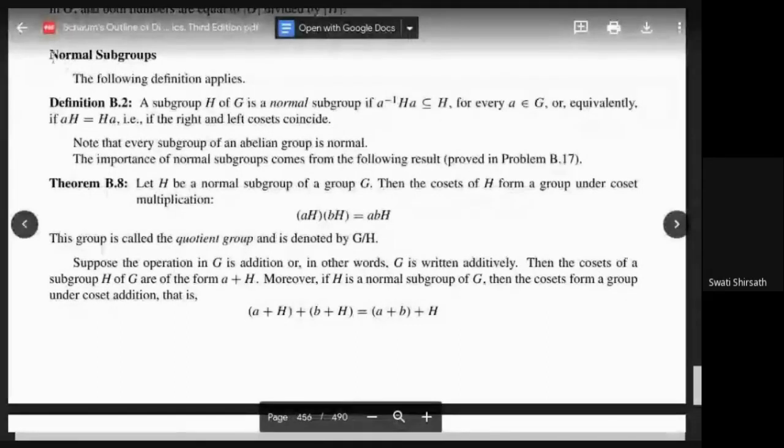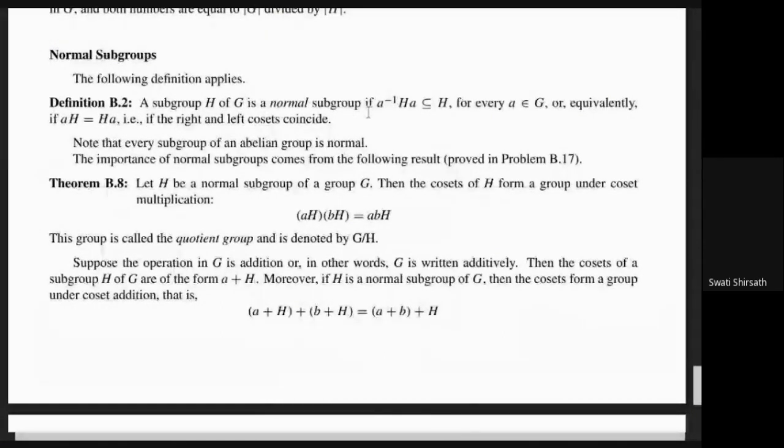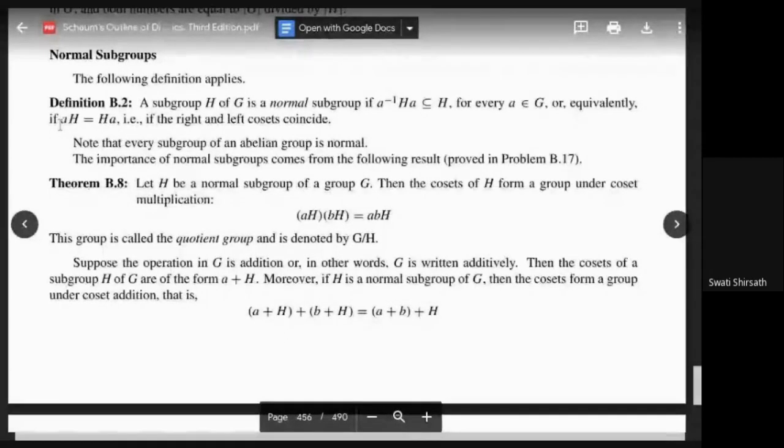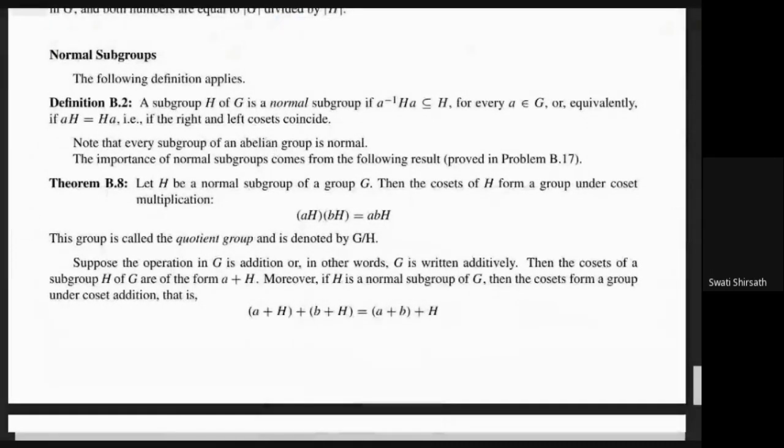So write down normal subgroups. A subgroup H of G is a normal subgroup if A inverse HA is a subset of H for every A belongs to G, or equivalently if AH is equal to HA, that is, left coset is equal to right coset, then we say that it is a normal subgroup.